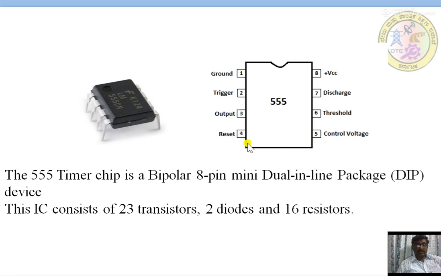So this one is the pin diagram. Pin number 1 represents ground, pin number 2 is trigger, 3 is the output, 4 is the reset, 5 is the control voltage, 6 is threshold, 7 is the discharge, and 8 is the VCC. So pin number 1 is ground and 8 is VCC. These two are the power supplies, and pin number 3 is the output. Ground and the output aside, the remaining pins act as inputs.